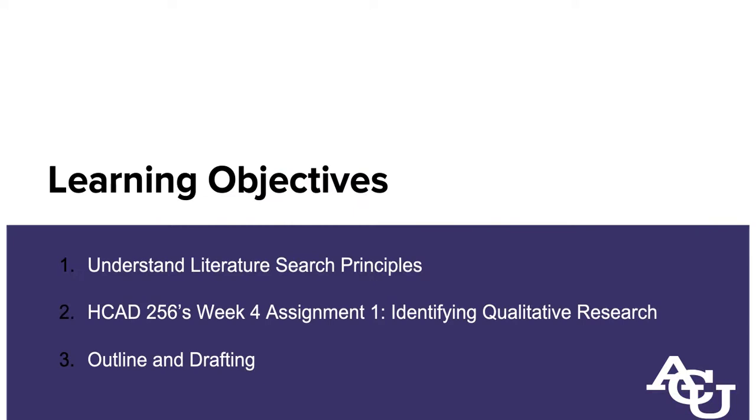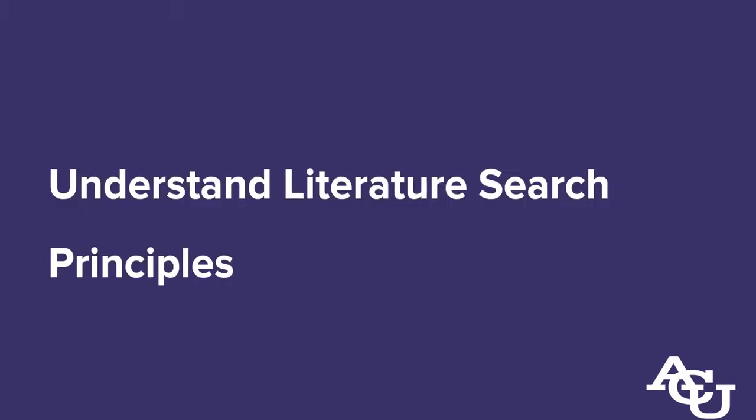So our main learning objectives today are to understand the core principles for literature search, to look at the specifics of this assignment, and then to talk about how to do the search, outlining, and drafting process. So let's talk about those literature search principles.